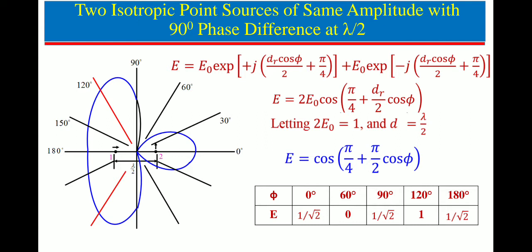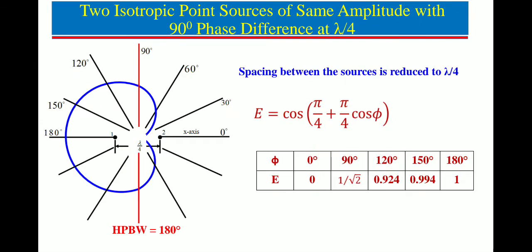pi by 4 plus dr by 2 cos phi. Letting twice E0 be equal to 1 and d equal to lambda by 2, we can calculate E as cos of pi by 4 plus pi by 2 cos phi. Calculating for different values of phi, that is 0, 90, 60, 120 degree and 180 degree, the electric field will be 1 by root 2, 0, 1 by root 2, 1 and 1 by root 2 for 180 degree.